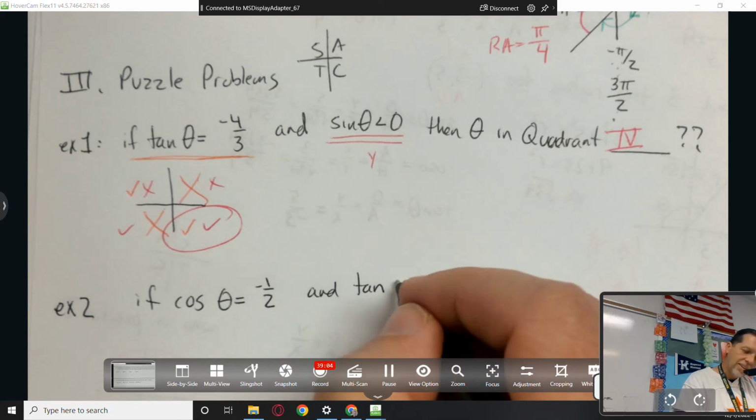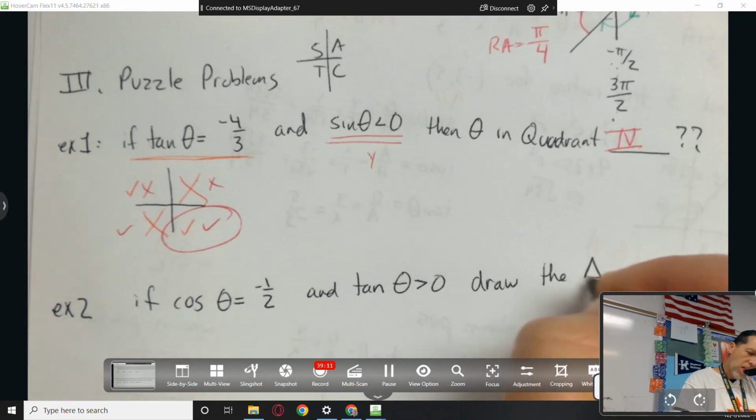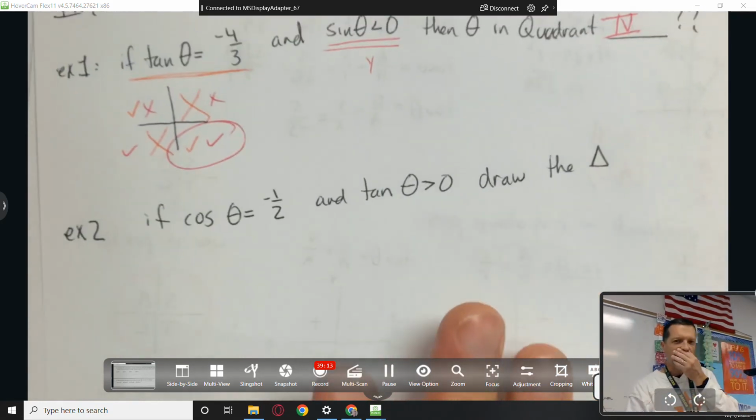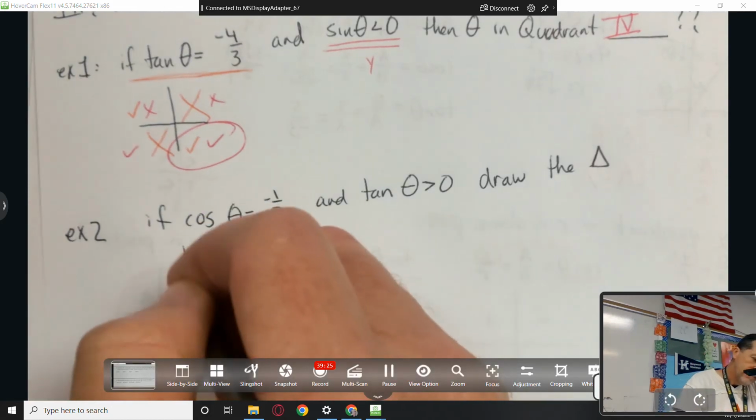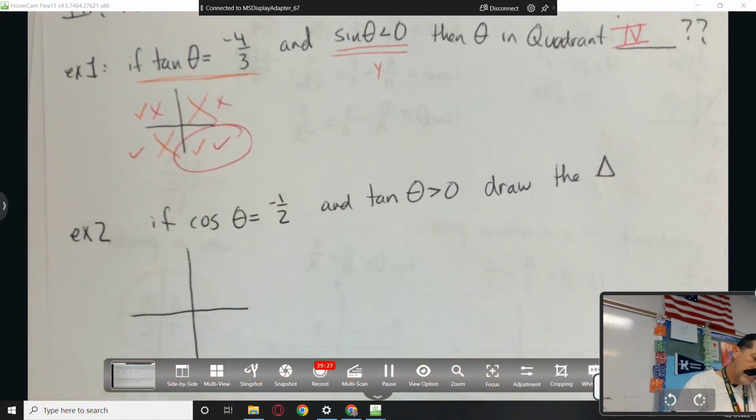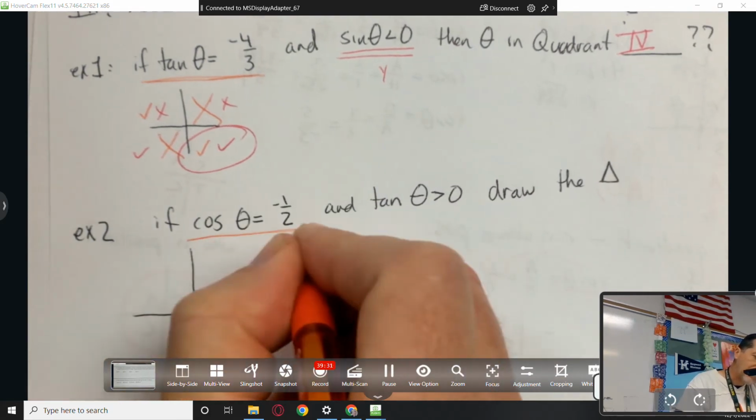Skip to the last example here. Cosine is negative 1/2, and tangent of theta is greater than 0. Draw the triangle. Cosine is negative. I'm not worried about the 1/2 yet. I've got to figure out where this is first.